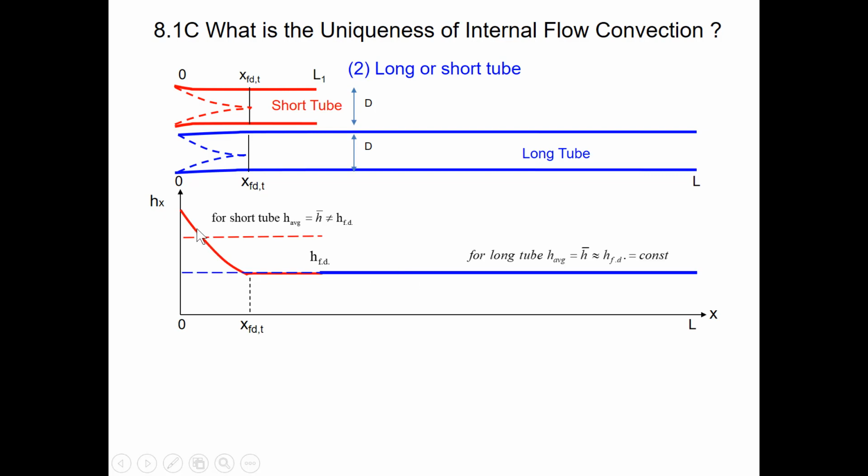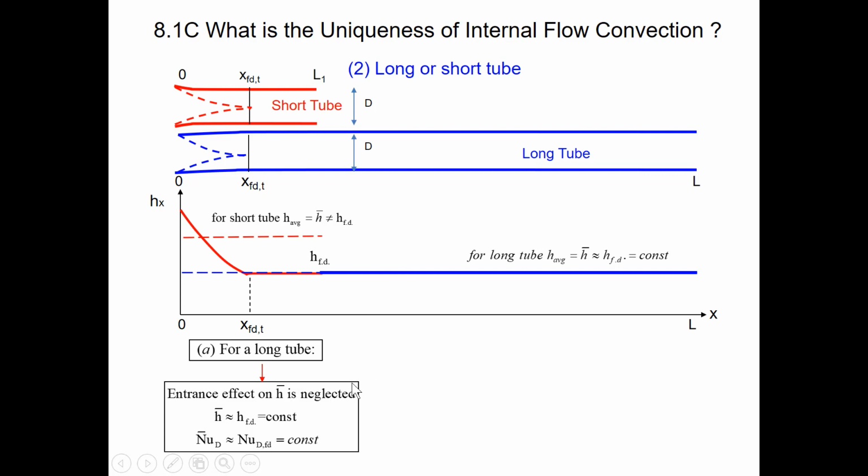However, this is the heat transfer coefficient distribution for a long tube. Since the contribution and influence on the average heat transfer coefficient from the entrance region is so small, the average heat transfer coefficient over the whole length is close to the heat transfer coefficient in the fully developed region, which is a constant.